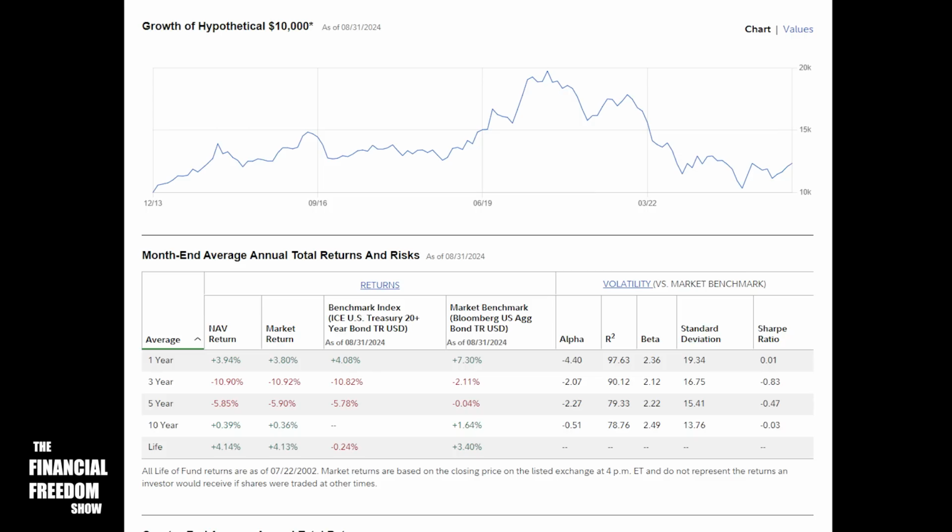TLT can also serve as a strategic bet on falling interest rates. If you believe the Federal Reserve will lower interest rates in the future, TLT could offer both price appreciation and a steady income stream. However, keep in mind that timing interest rate moves can be challenging. So I'm going to consider buying TLT in my joint account, my taxable account, instead of SPAXX.